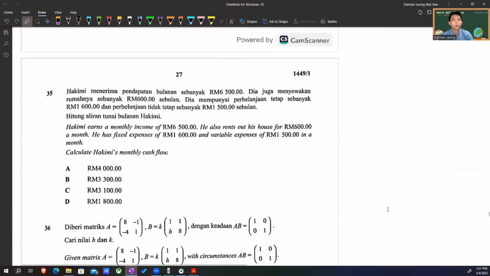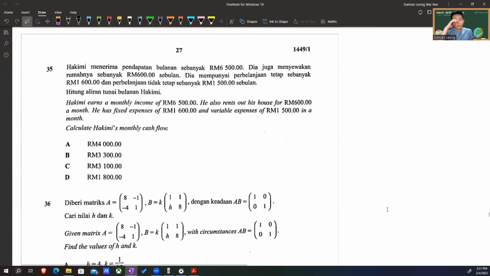Okay. Question 35. Hakimi earns monthly income 6,500 ringgit. He also rents out his house for 600 ringgit a month. He has fixed expenses, 1,600 ringgit, and variable expenses, 1,500 ringgit in a month. Calculate Hakimi's monthly cash flow. So I want this monthly cash flow.